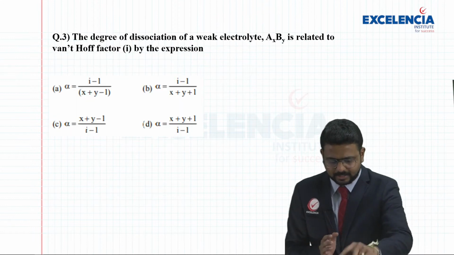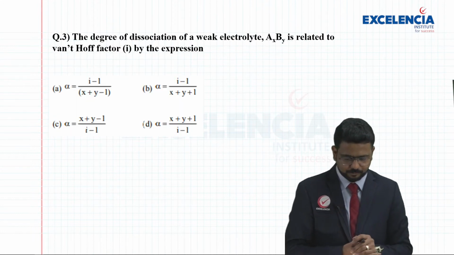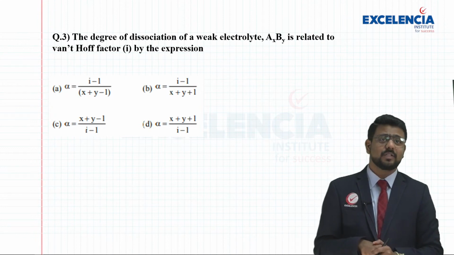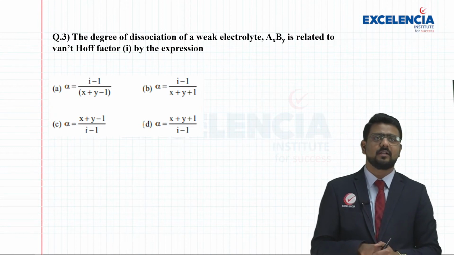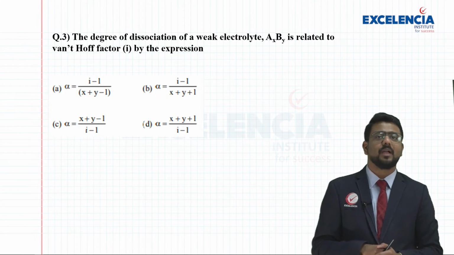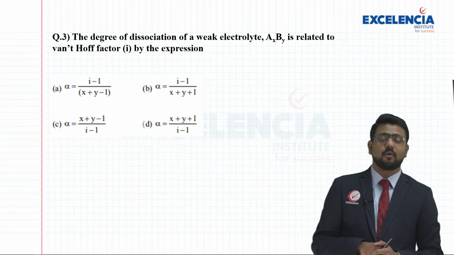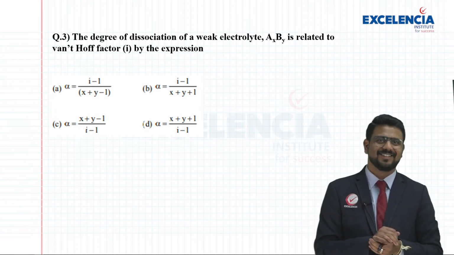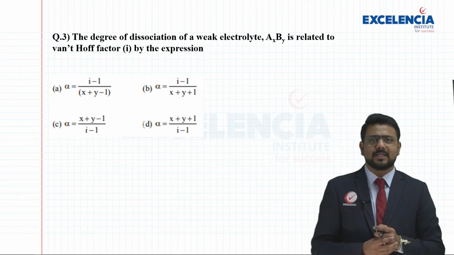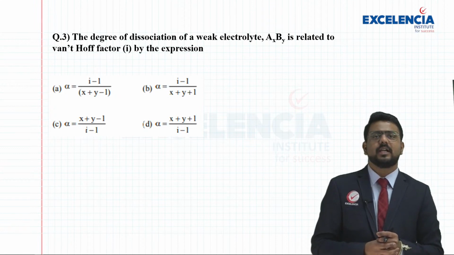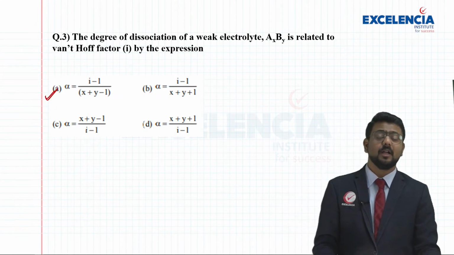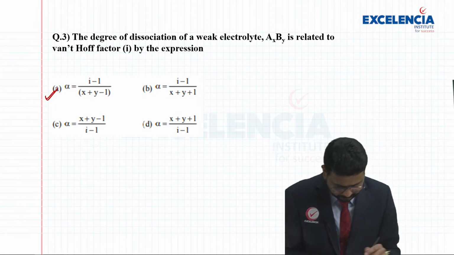Let's move on with the next part here. The question is, the degree of dissociation of a weak electrolyte, that is AXBY, is related to the Van 't Hoff factor by which expression? Now you have been given different expressions here, right? I'm sure you must have done these kinds of questions, and the answer for this question is definitely option A, right? Now let's try to derive this expression here.